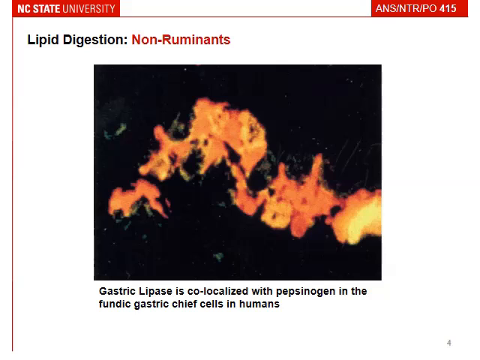Now here we have an immunohistochemistry diagram looking at gastric lipase in humans. Here you can see that our gastric lipase is co-localized with pepsinogen in the chief cells. Our pepsinogen is staining yellow, our gastric lipase is staining red. Yellow and red together make orange. So that's why all this orange is showing that our gastric lipase and our pepsinogen are all within the same chief cells, and they are localized together.